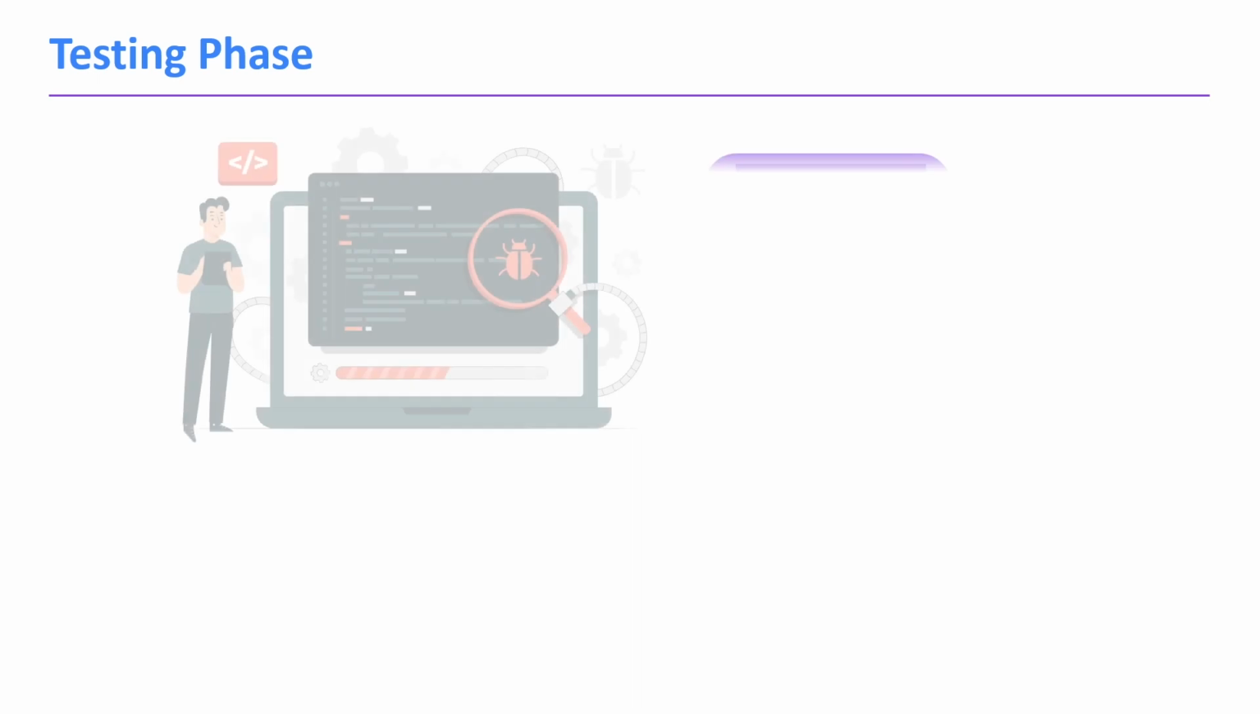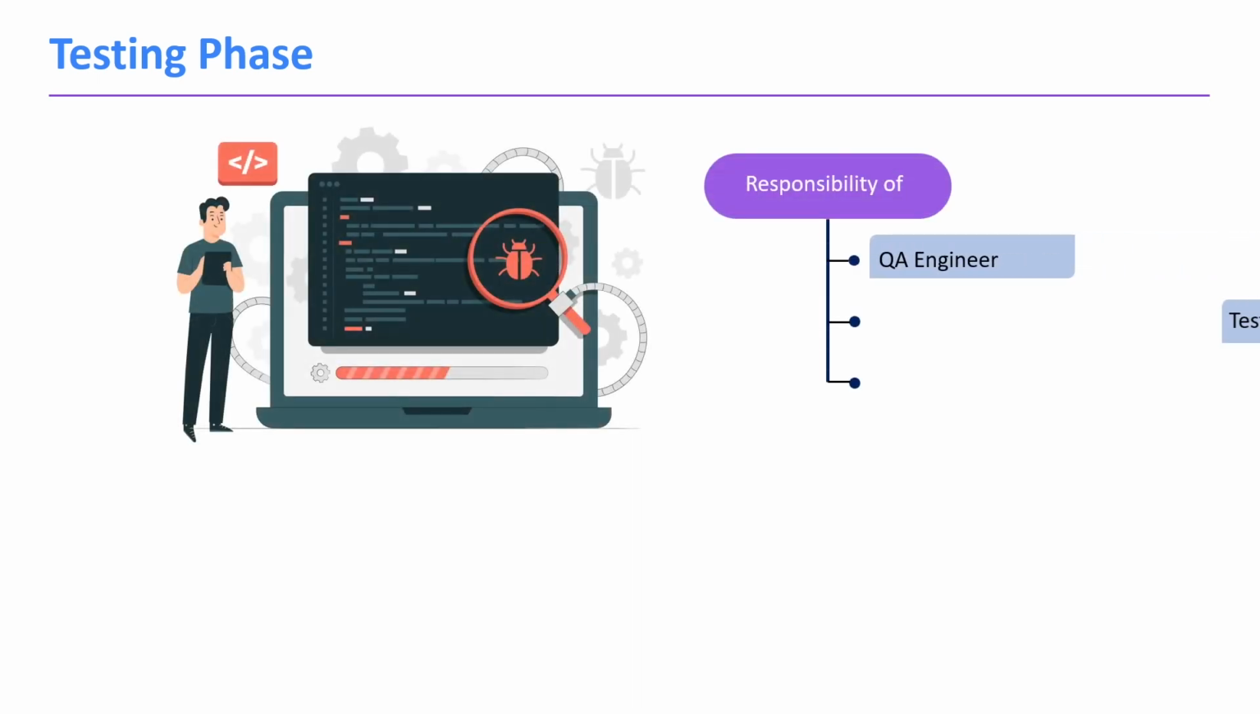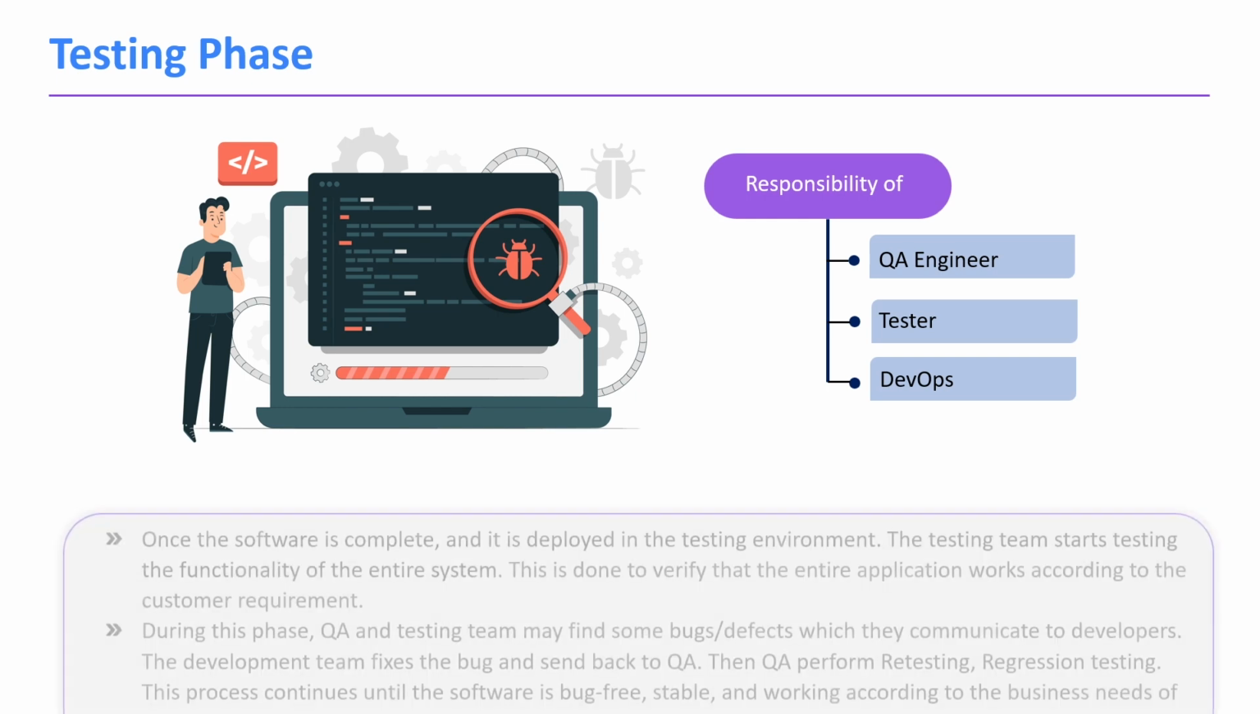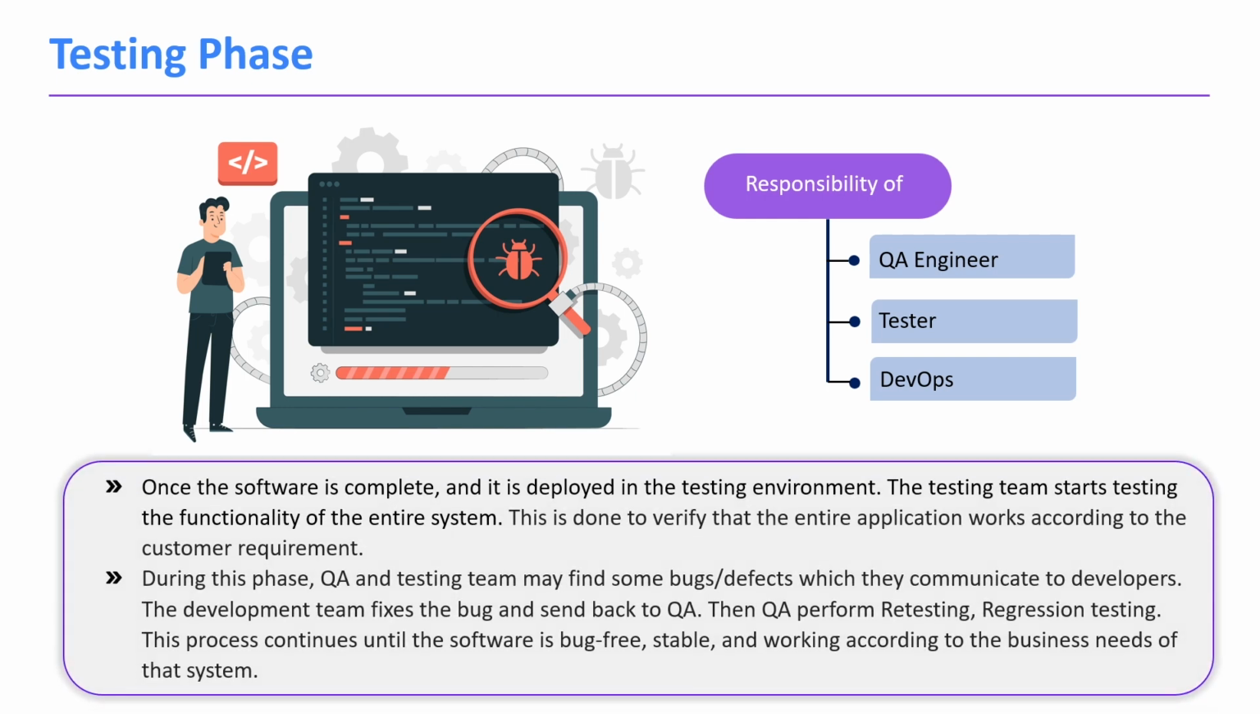Next is the testing phase. Testing the application is a responsibility of the QA engineer, testers or the DevOps. Once the software is complete and deployed in the testing environment, the testing team starts testing the functionality of the application to verify whether the application is working as per the requirement or not.